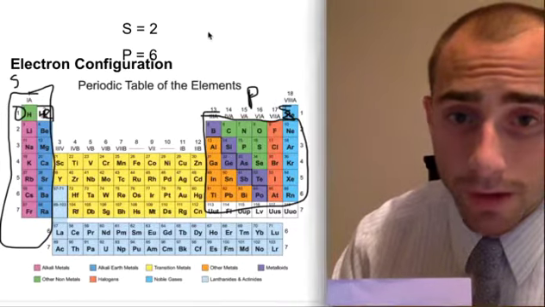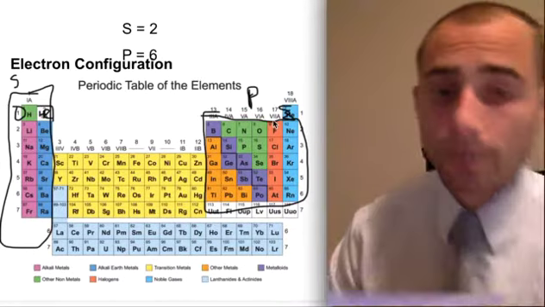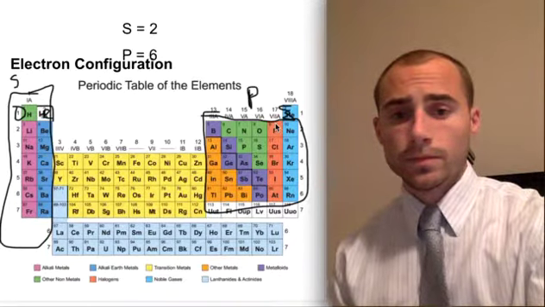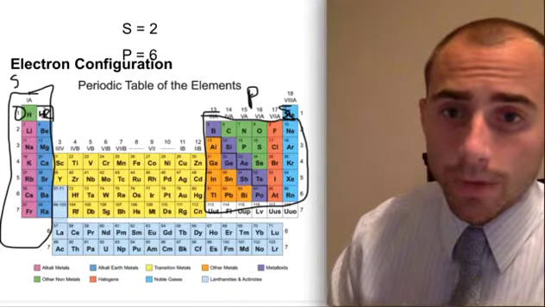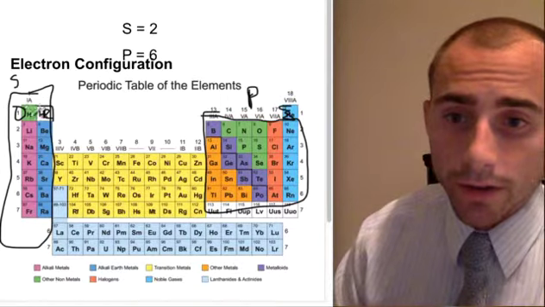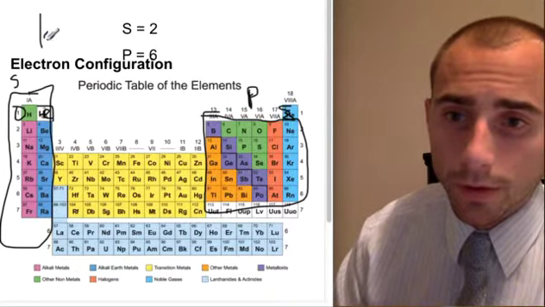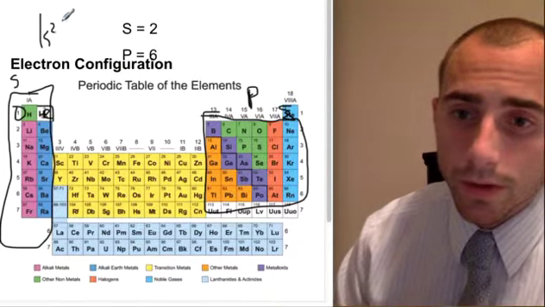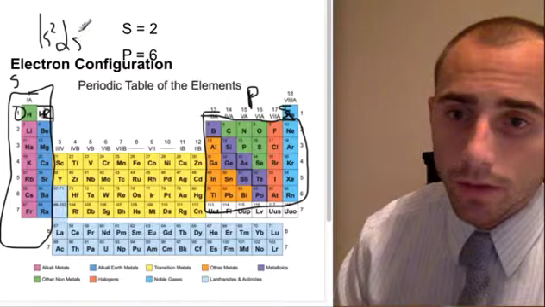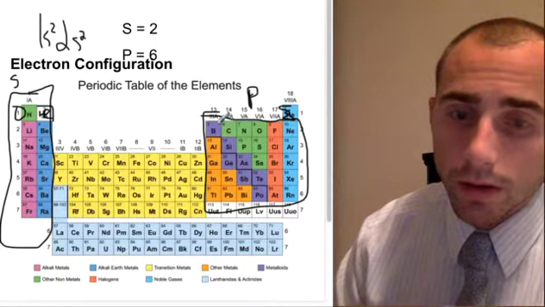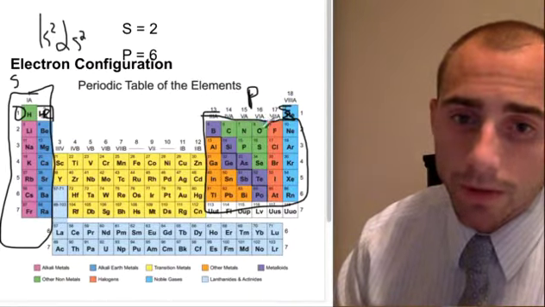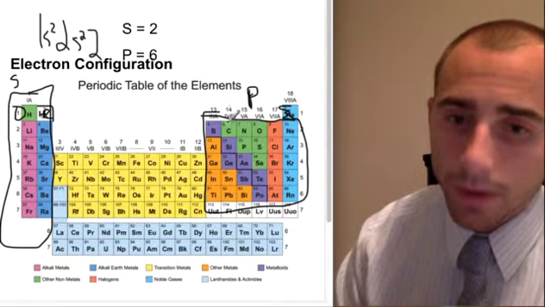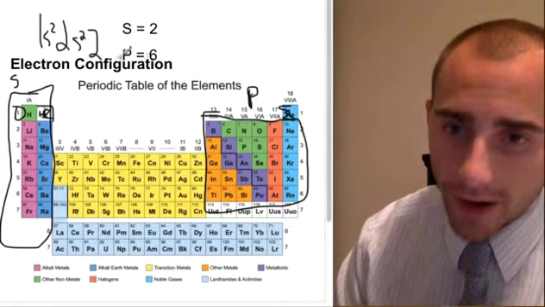F, fluorine. Right here, solve for fluorine electron configuration. Okay, fluorine. Counting all the elements, 1s1, 1s2. You know that's full, 1s2. Remember, S can only hold 2. 2s1, 2s2. And then 2p1, 2p2, 2p3, 2p4, 2p5.